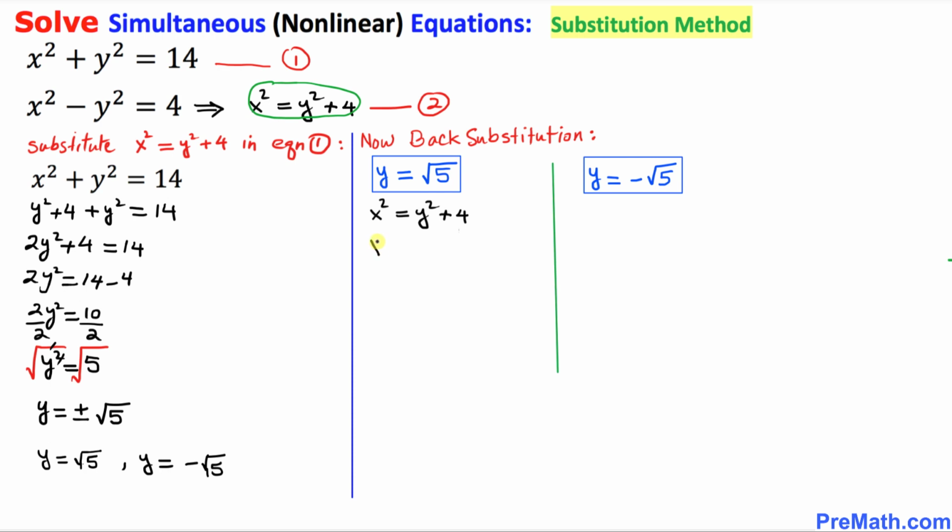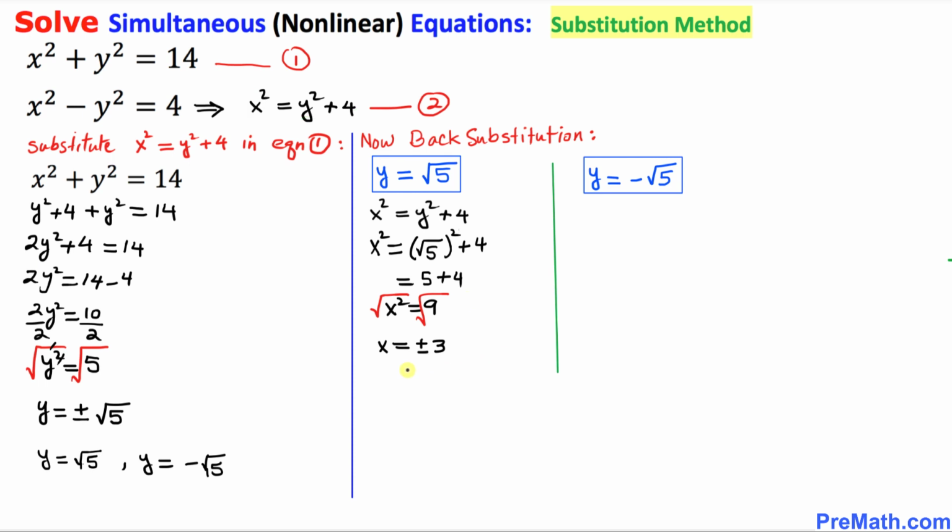So x square is going to be equal to, y is in our case square root of 5, and then squared, plus 4. And that is going to give us square and square root of 5, they cancel each other out. So we got 5 plus 4, which is equal to 9. So x squared turns out to be 9. So let's take a square root on both sides to undo this square. So we got x equal to positive or negative 3.